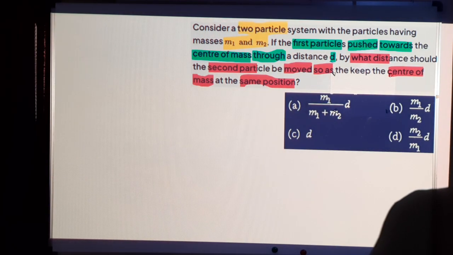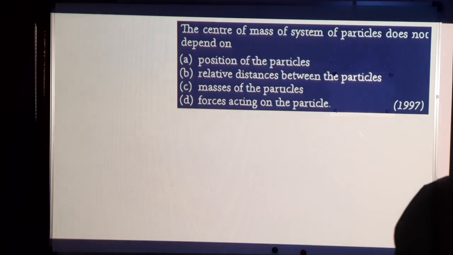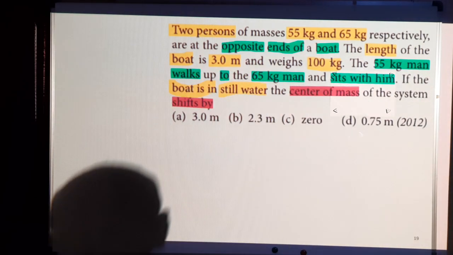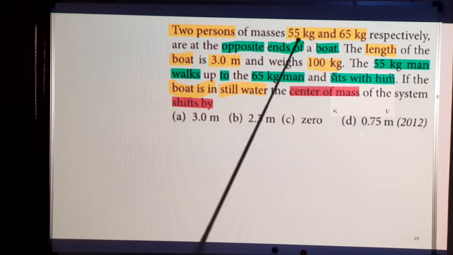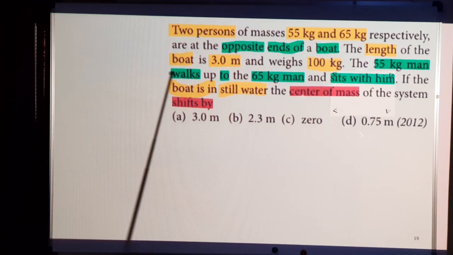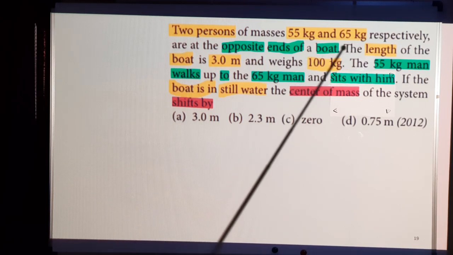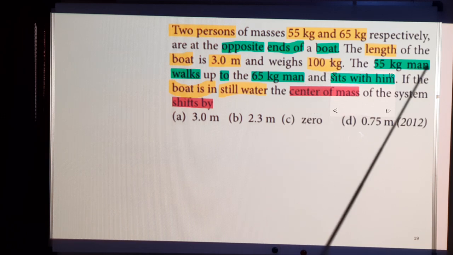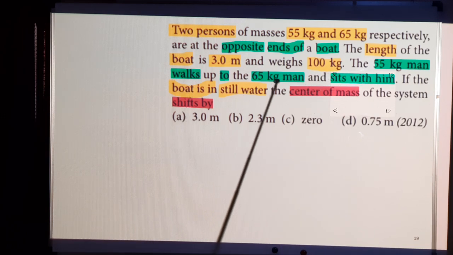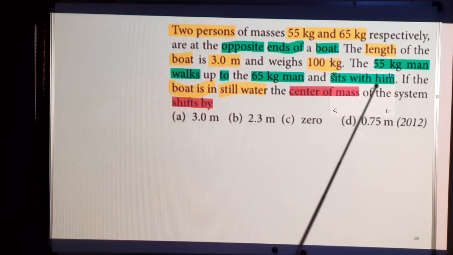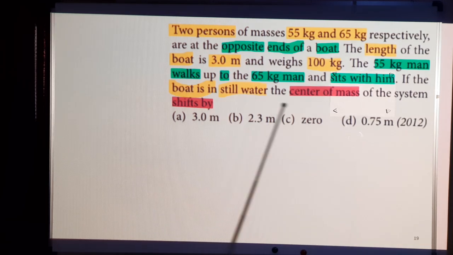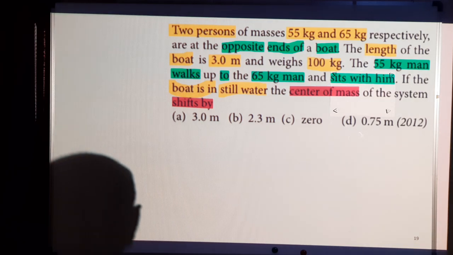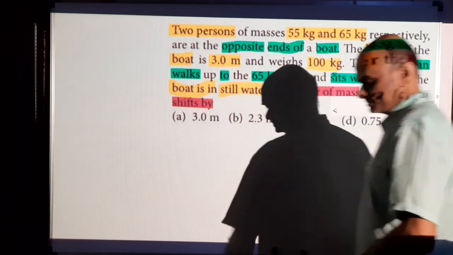Next question. Two persons of masses 55 kg and 65 kg respectively are at the opposite ends of a board. The length of the board is 3 meters and it weighs 100 kg. The 55 kg man walks up to the 65 kg man and sits with him. If the board is in still water, the center of mass of the system shifts by, four options are given. You can pause and try this question.